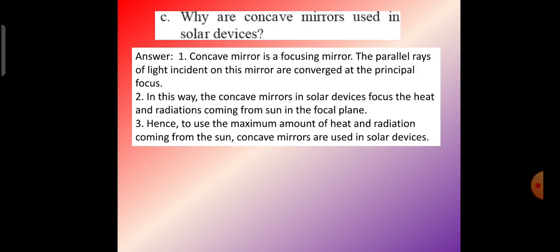Why are concave mirrors used in solar devices? Concave mirror is a focusing mirror. The parallel rays of light incident on this mirror are converged at the principal focus. In this way, the concave mirrors in solar devices focus the heat and radiations coming from the sun in the focal plane. Hence, to use the maximum amount of heat and radiation coming from the sun, concave mirrors are used in solar devices.